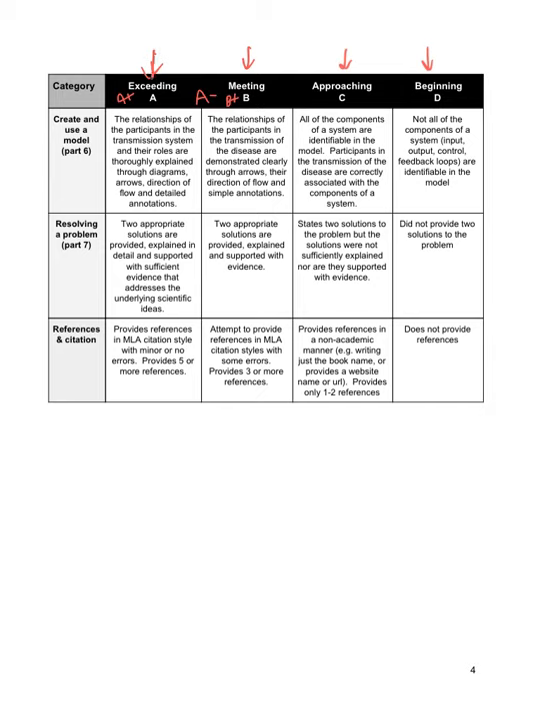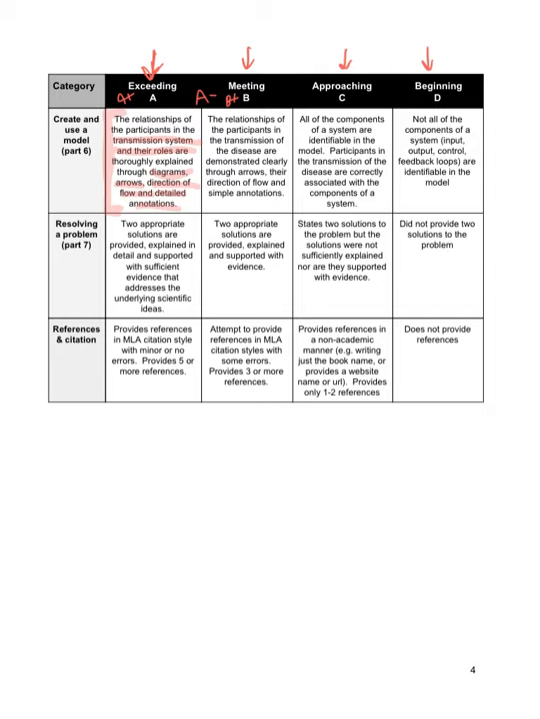To exceed the standard, you are showing the relationships of the participants in the disease outbreak system, or the transmission system. Their roles are thoroughly explained, not through paragraphs, but through diagrams, arrows, direction of flow, and detailed annotations. So we're looking for a fully demonstrated understanding of how the participants in the system are interacting, and you're showing that through diagrams, arrows, direction of flow, and detailed annotations.